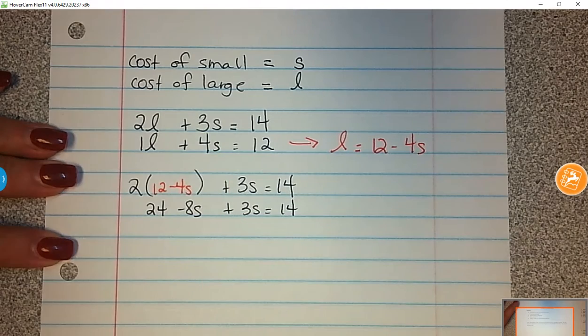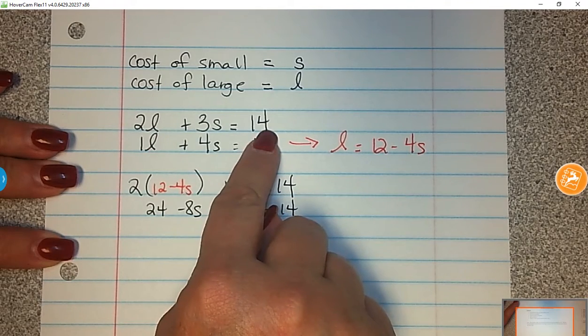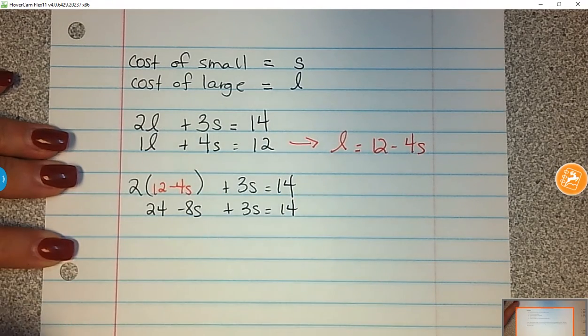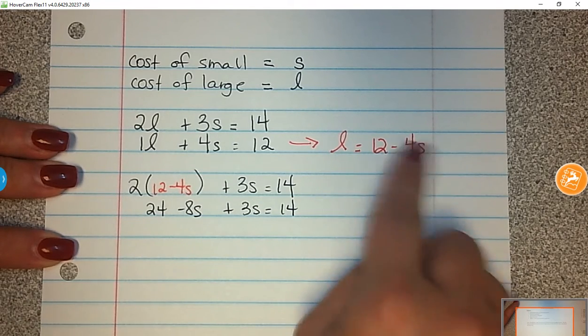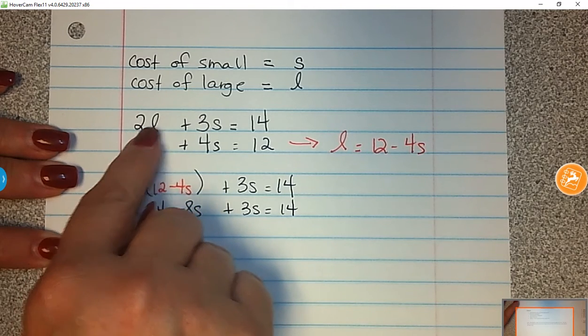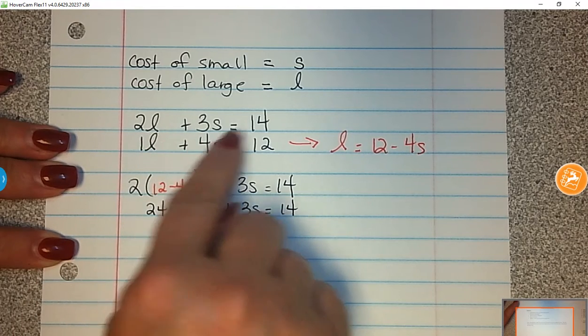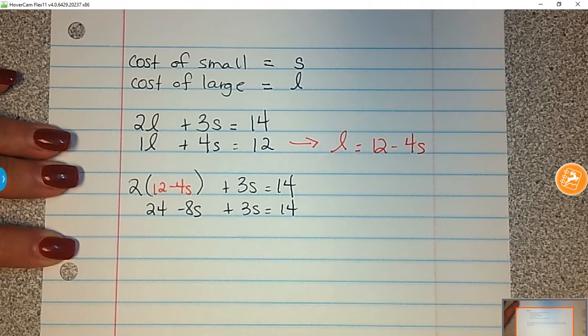Wait, why is it 14? Oh, because isn't it 14? I plugged it into this equation. Because see, when I got L by itself, I then have to take this information right here and plug it into the other equation, which is 2 times L, make your substitution there, plus 3s equals 14. That's why it's equal to 14. I see something going wrong in mine. I accidentally made it 14 when I plugged it in.